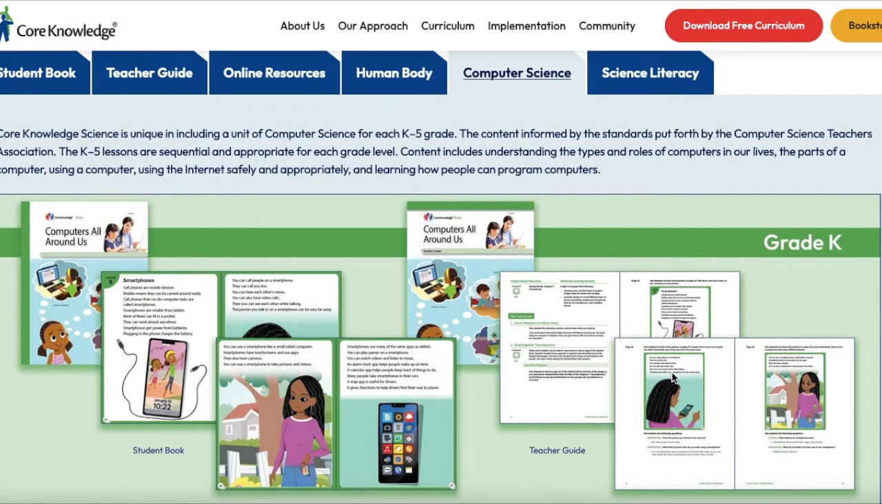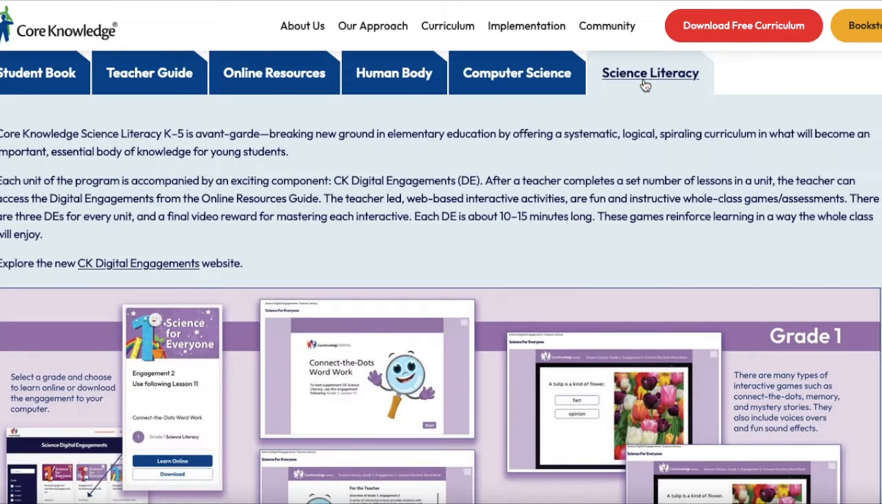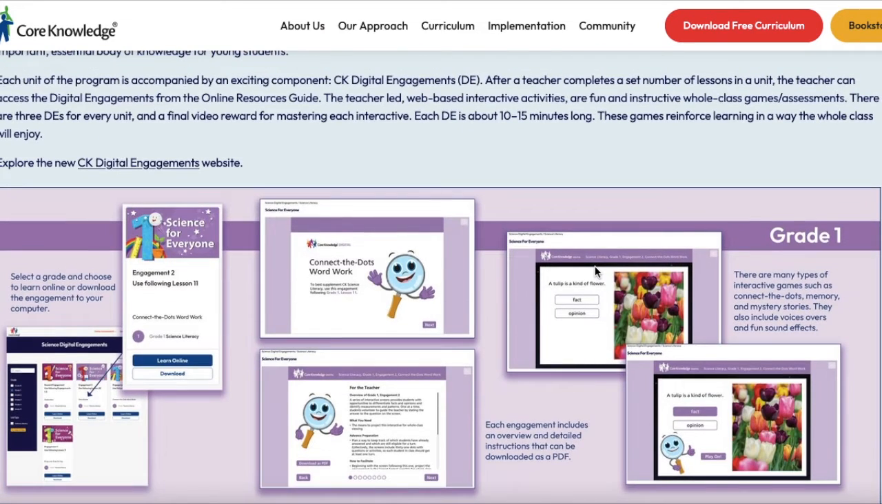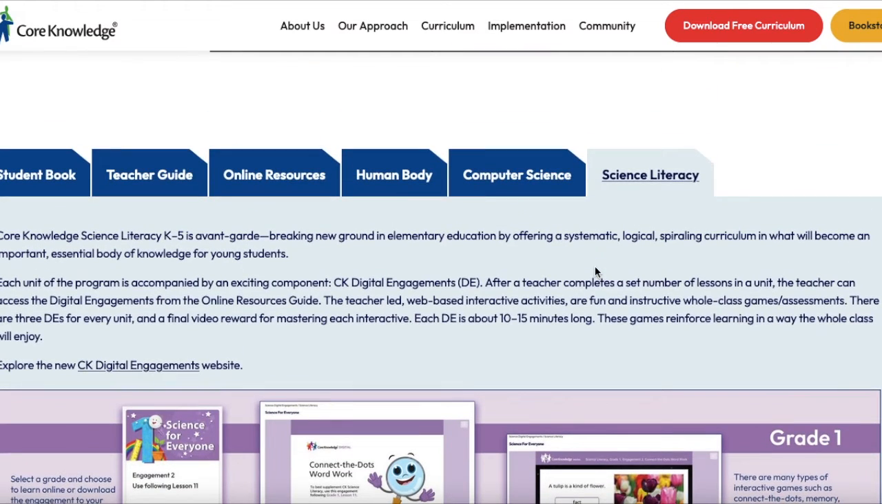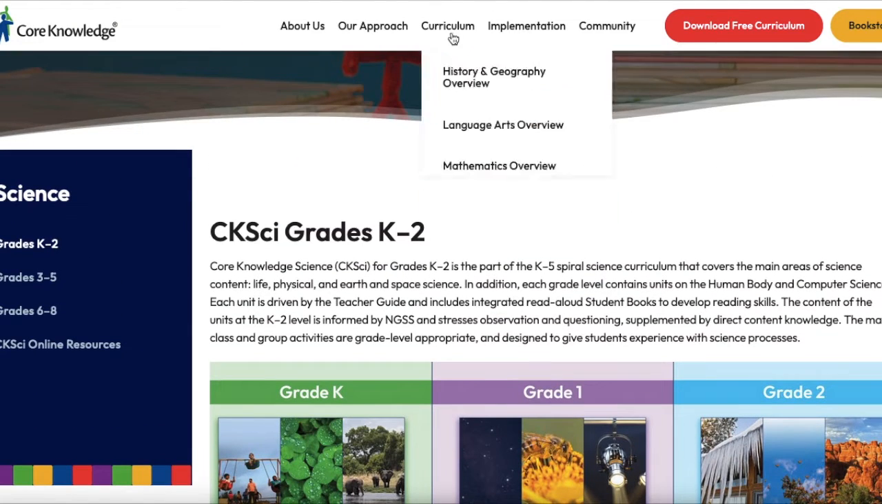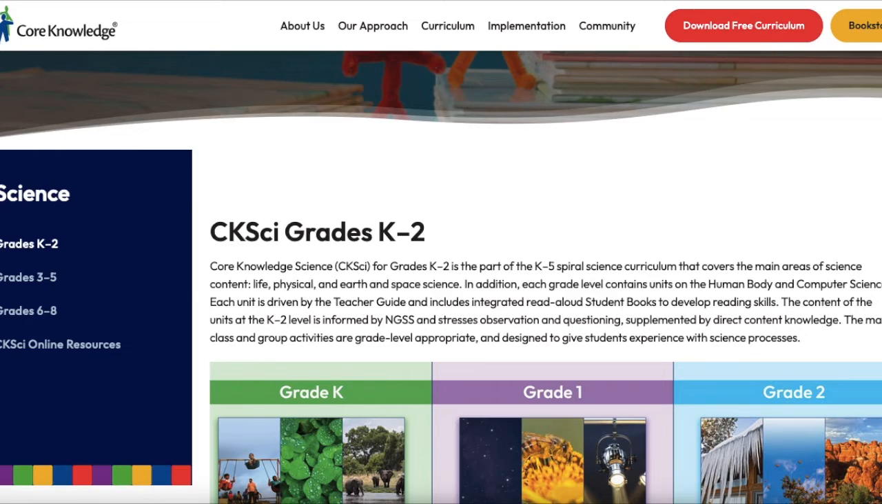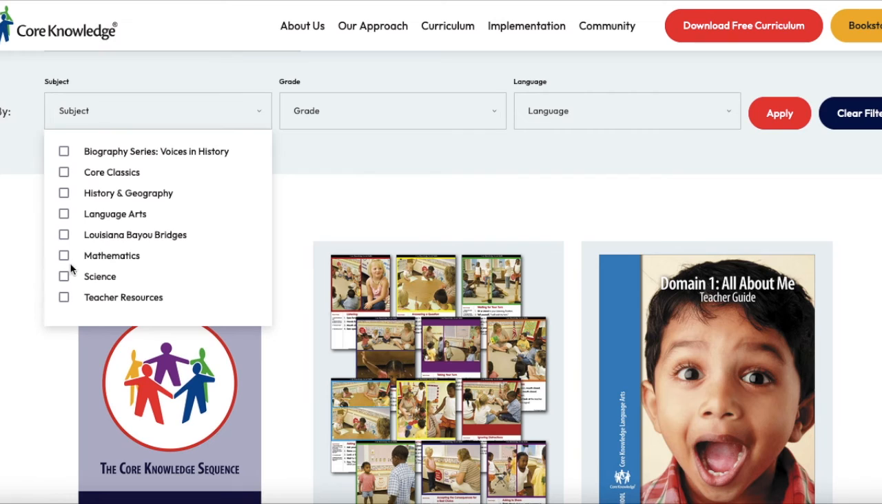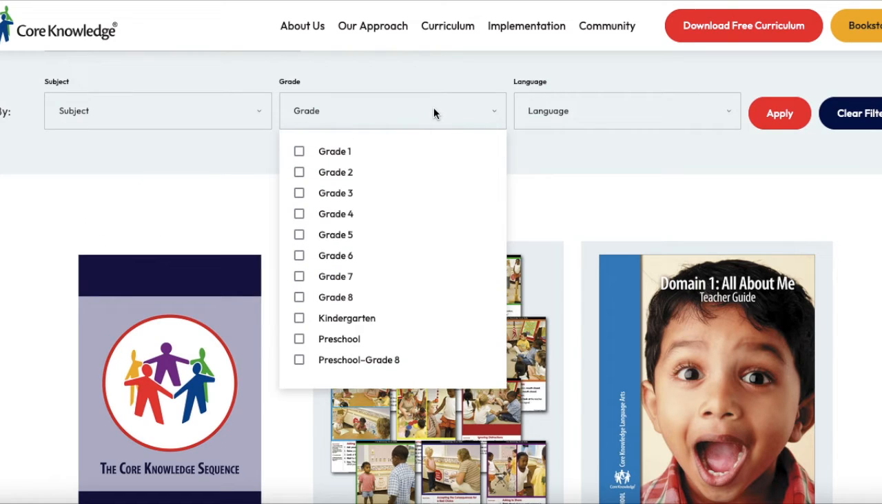But they have computer science units in every single grade, and they recently added science literacy, which I think is really cool. And I'm going to take you through and kind of show you some of the benefits I found in this, and I hope to implement it as well. But that's just a brief overview of some of the things they offer. So I'm going to go to download the curriculum. That takes me to this page, so you can see here, just pick science, and whatever grade you want to do.